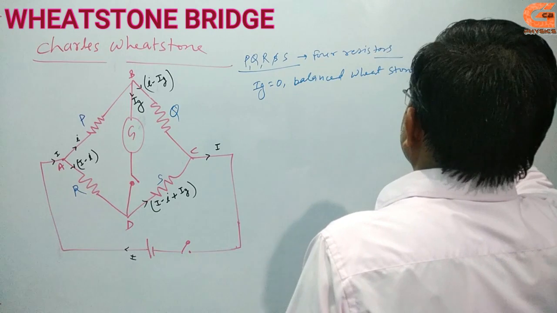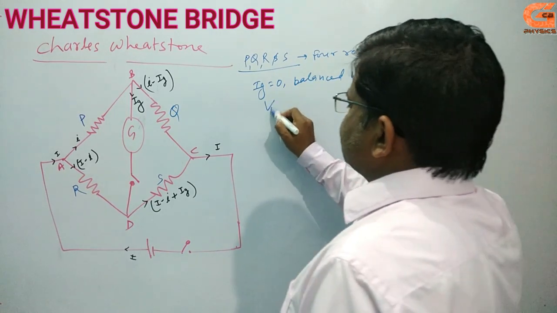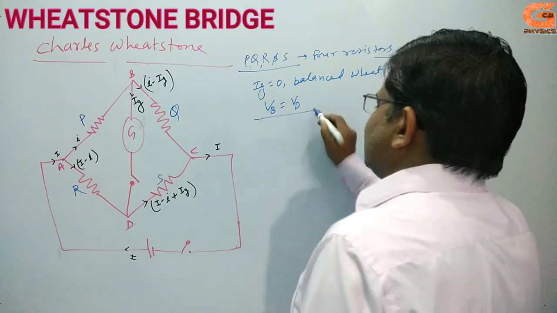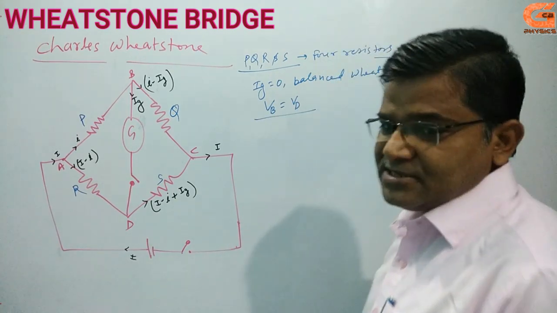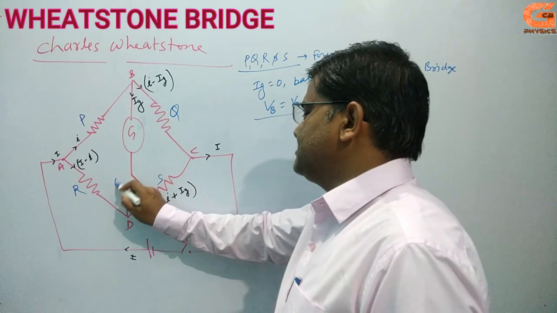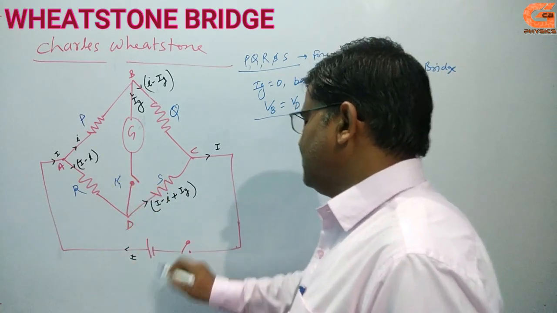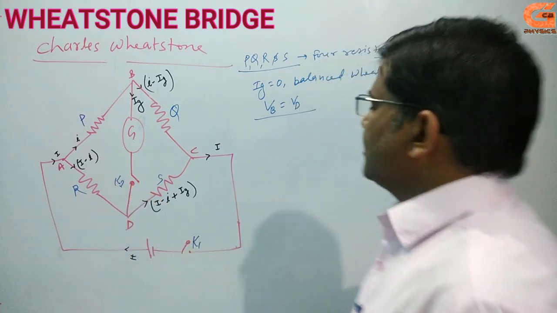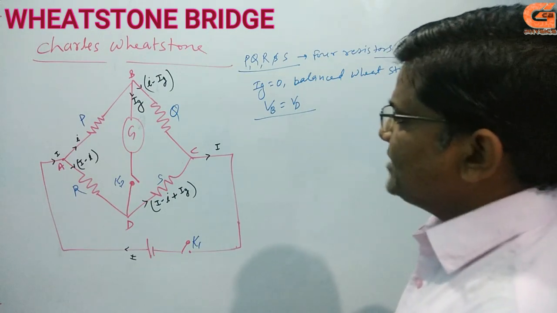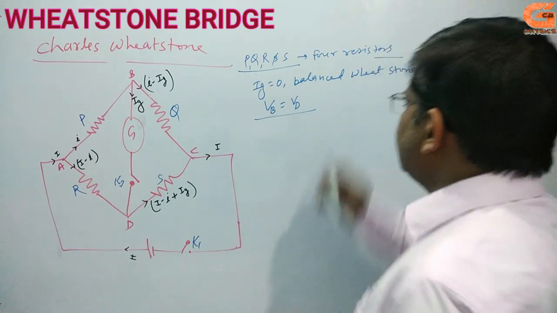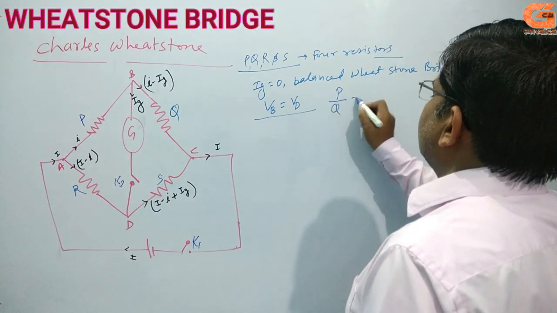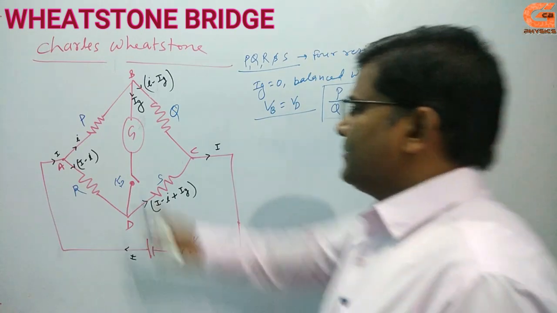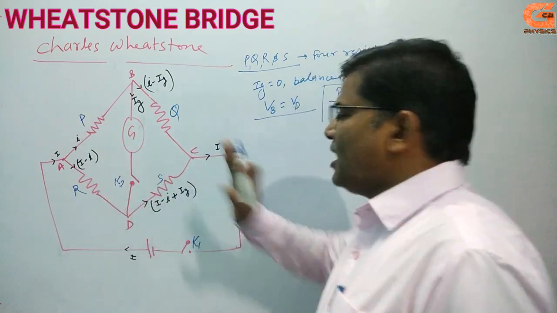Wheatstone bridge means the potential difference between VB and VD is 0, means equal. The potential difference between VB and VD is 0 when the galvanometer is open. This is the key K1, and this is the key K2. And this is the story of the Wheatstone bridge: where VB equals VD, then P by Q is equal to R by S. The ratio of 2 resistors P by Q is equal to R by S.